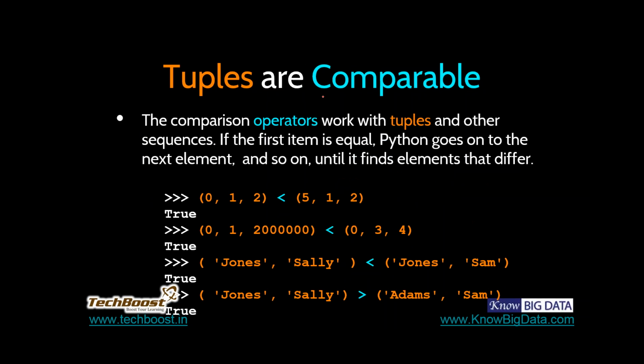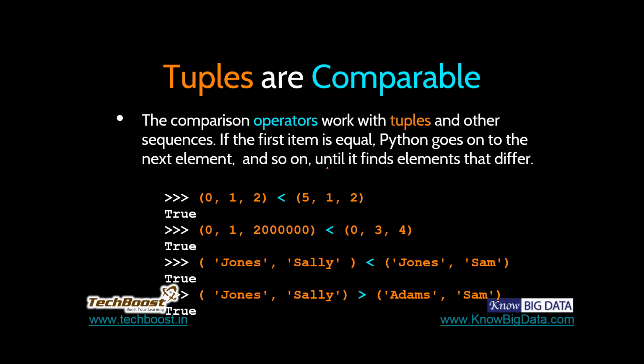This is one more aspect where you can see the comparison operators. You can directly compare two tuples using the comparison operators. So how do comparison operators work with tuples and other sequences? If the first item is equal, Python goes on to the next element and so on until it finds elements that differ.